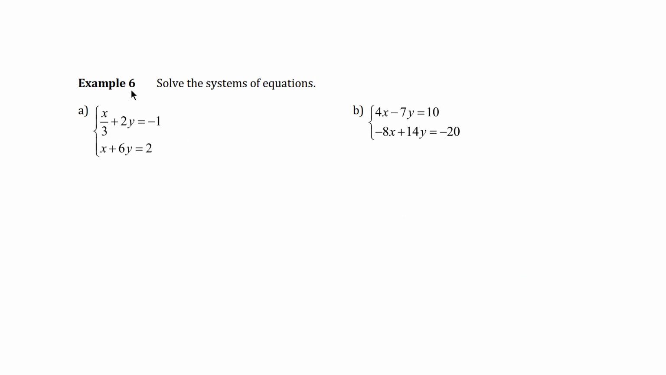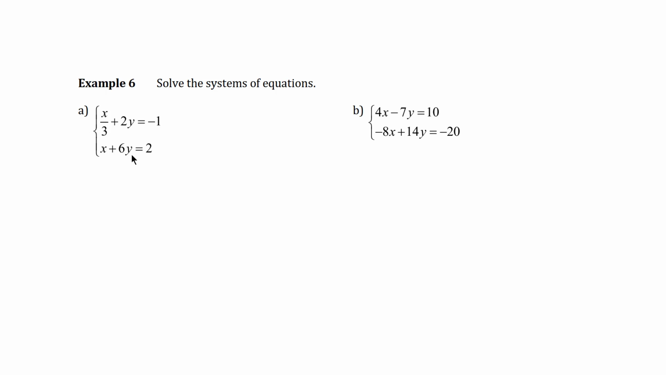In example number 6, solve the systems of equations. For part A, we have the system of equations x over 3 plus 2y equals negative 1 and x plus 6y equals 2. We can see that both equations are written in standard form. We just need to choose to eliminate either the x or the y variables. In this case, I'm going to choose to eliminate the y variables.